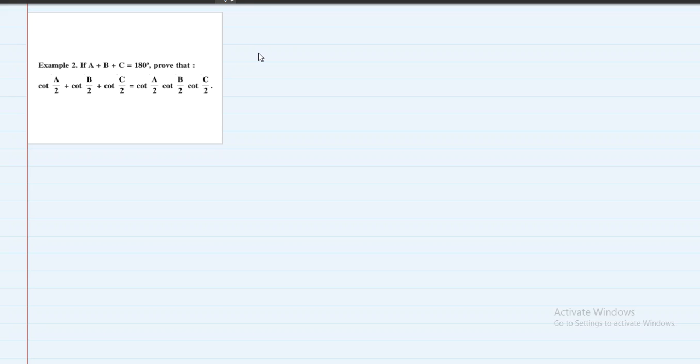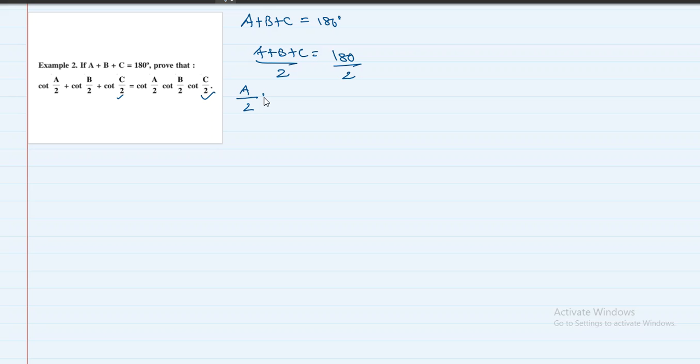Okay, so here a plus b plus c is 180 degree. You have to prove that cot a by 2 plus cot b by 2 plus cot c by 2 is equal to cot a by 2, cot b by 2, cot c by 2. The sum of these is equal to the product of these. Wow, nice question. So a plus b plus c is equal to 180 degree. So can we say that a by 2 plus b by 2 plus c by 2 is equal to 180 by 2?